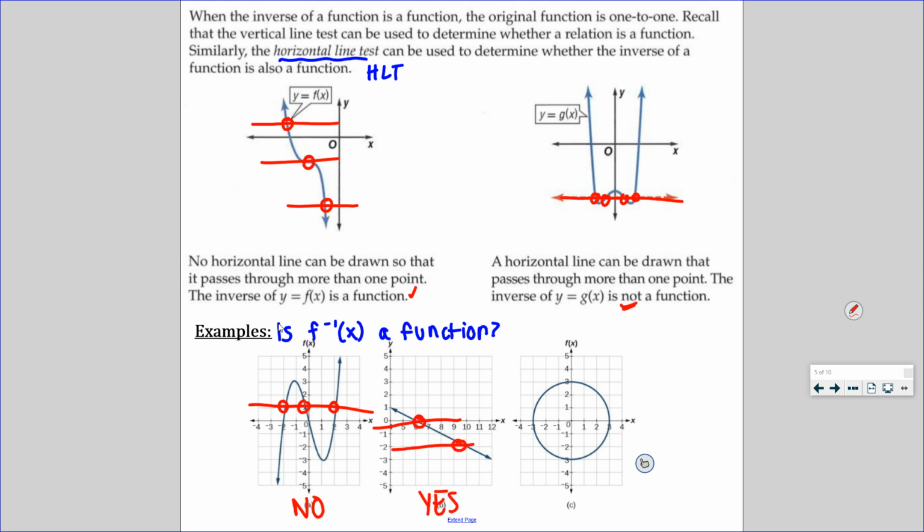What about the circle? Is the circle a function itself? No. Good. The circle's not a function, and neither is its inverse. Okay. Got it?